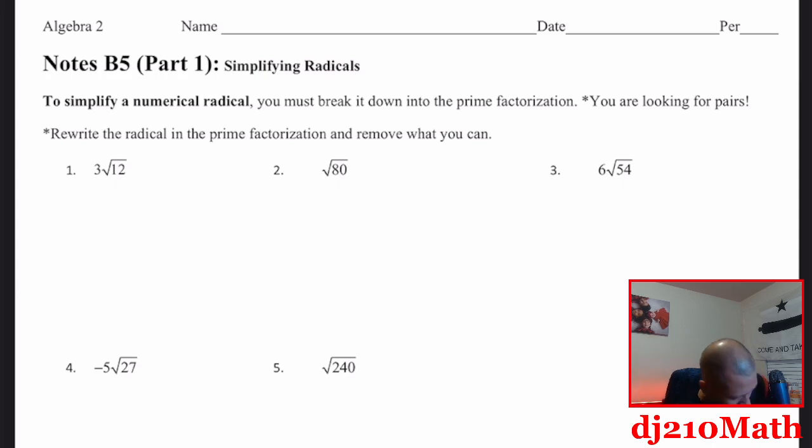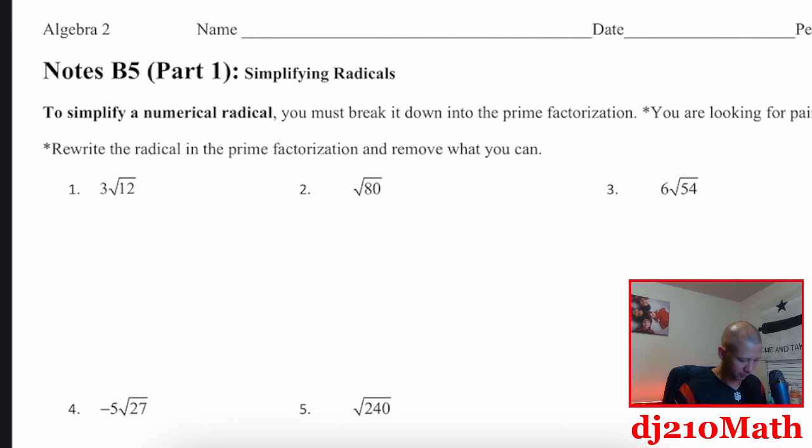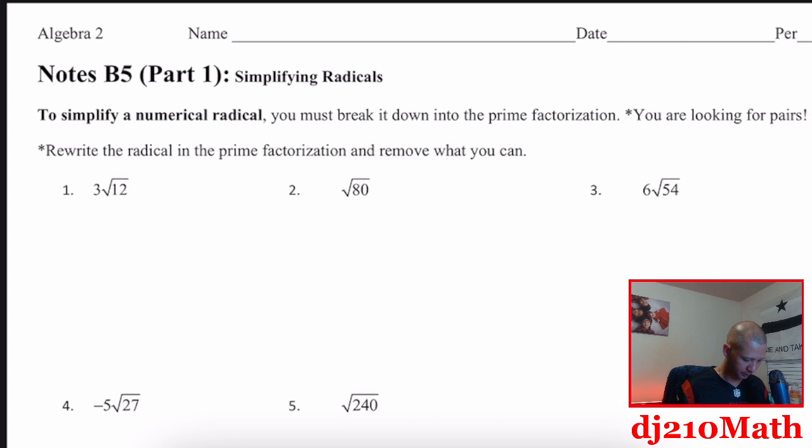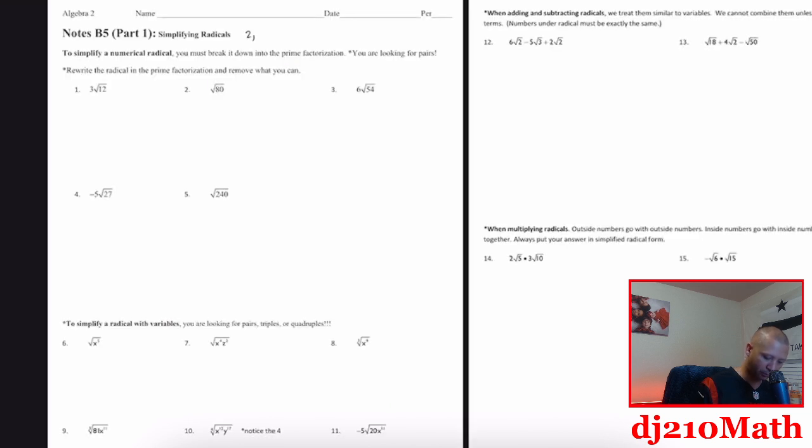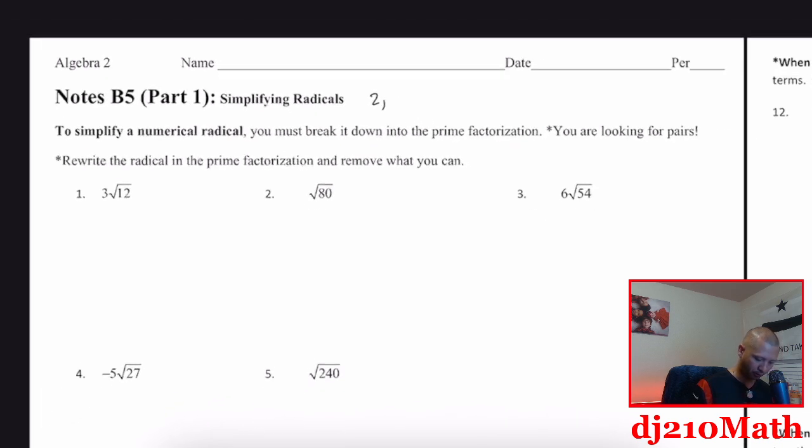All right, so let's look at the B5 notes. The idea here is that the part that's inside of the square root, we're going to break down into its prime numbers. So what's a prime number, you may ask? A prime number is a number that is only divisible by 1 and itself, which you may recall.